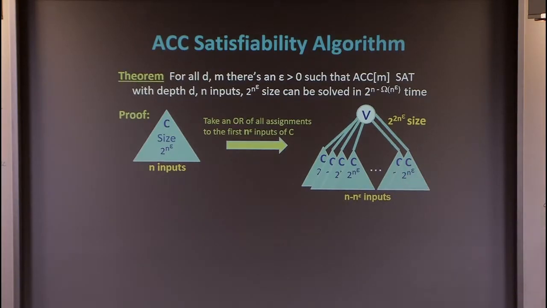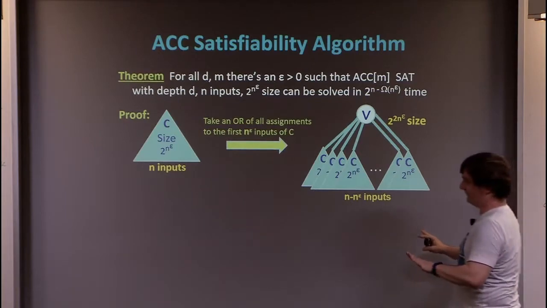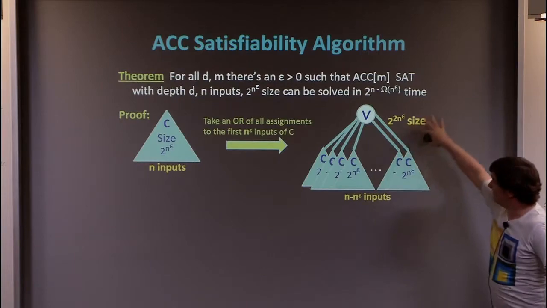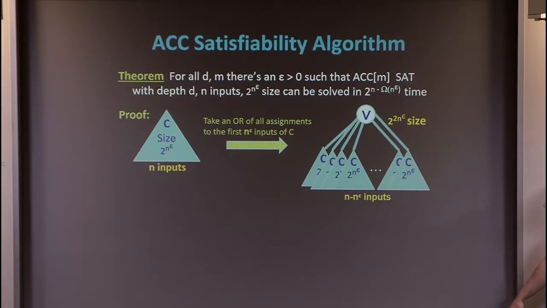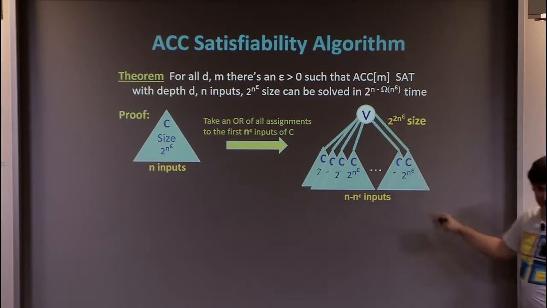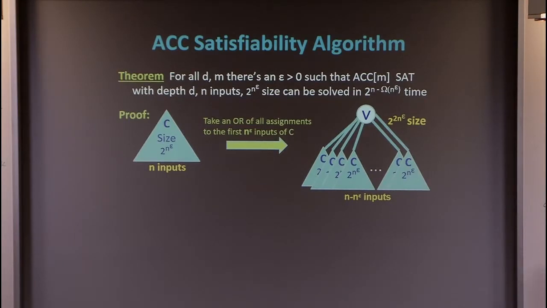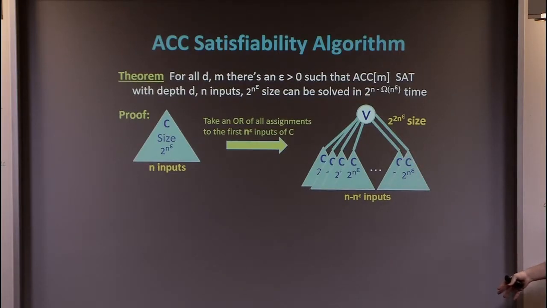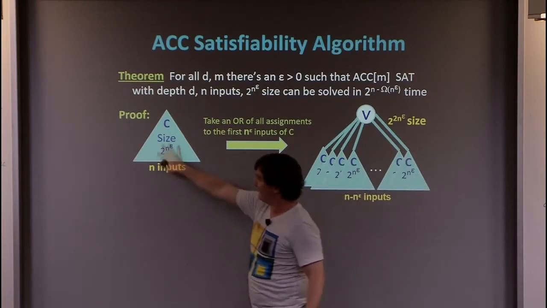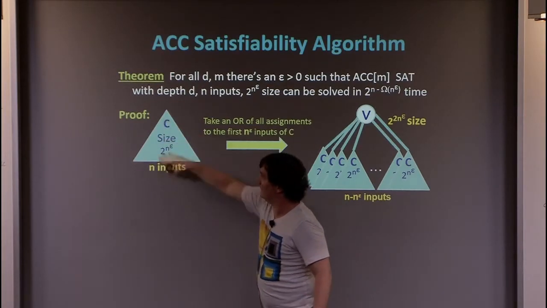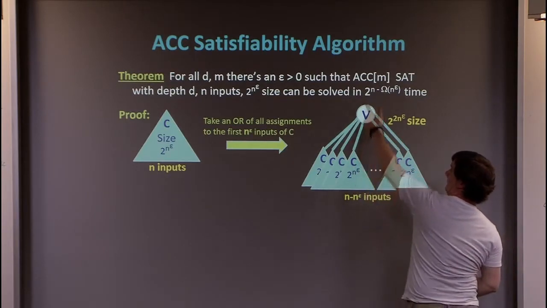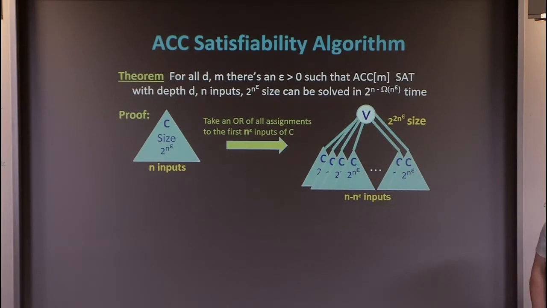Okay? So there are two important things to note here. If C is an ACC circuit of depth d, then this C prime is an ACC circuit of depth d plus 1. Okay, I just added an extra OR here. The second thing is this C is satisfiable if and only if this C prime is satisfiable. Okay. So if this has a satisfying assignment, there's some way to set the n to the epsilon inputs and make this thing print 1. There's some subcircuit simulating exactly that, and it will print 1 here on the OR gate. Okay. So we preserve satisfiability by doing this trick.